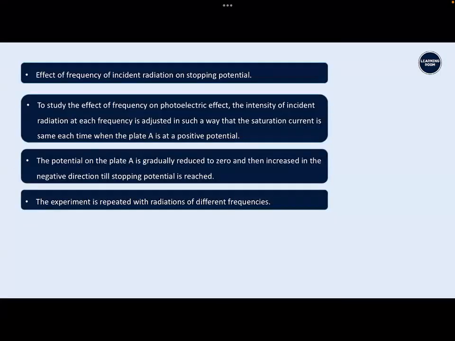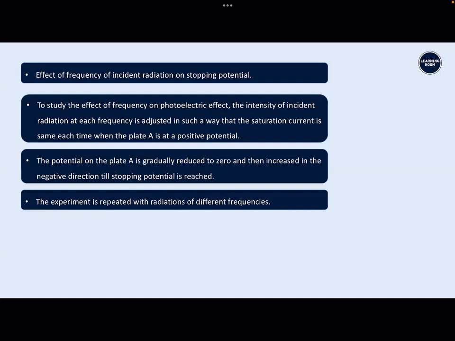And the last experimental study is effect of frequency of the incident radiation on stopping potential. So the third parameter, that is frequency, is varied, keeping the intensity constant. Can we do that? I'm changing the frequency, but I'm keeping intensity constant.